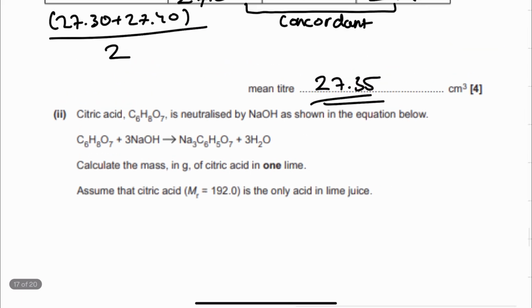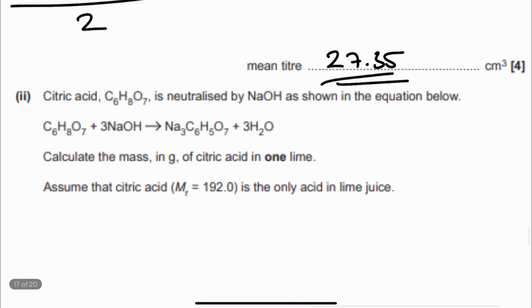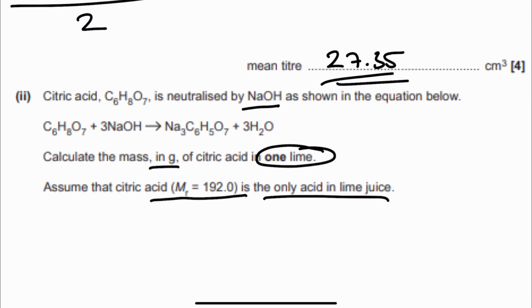Now, this next question is the really difficult question, but we'll go through it together. Citric acid is neutralized by NaOH, as shown in the equation below. Calculate the mass in grams of citric acid in 1 lime. Now, 1 is in bold, so I know that this will be very important for me to come back to. Assume that citric acid has a molar mass of that and is the only acid in the lime juice.